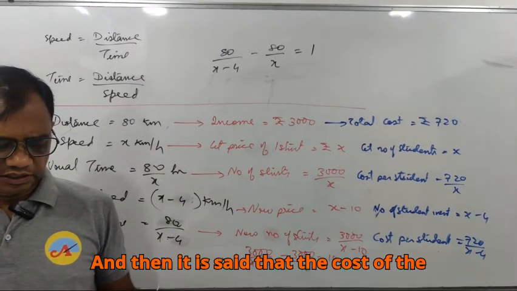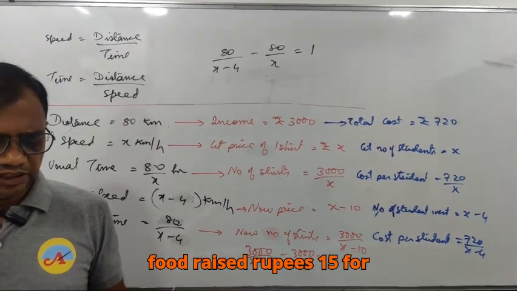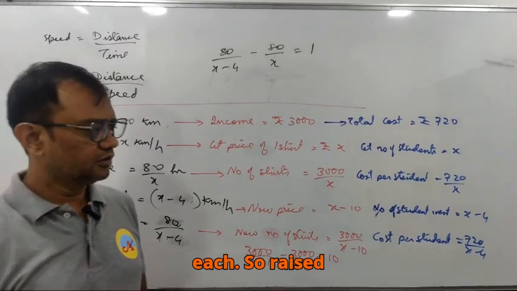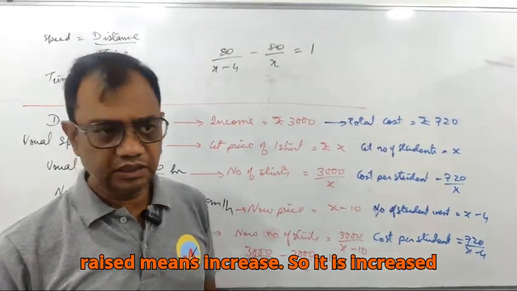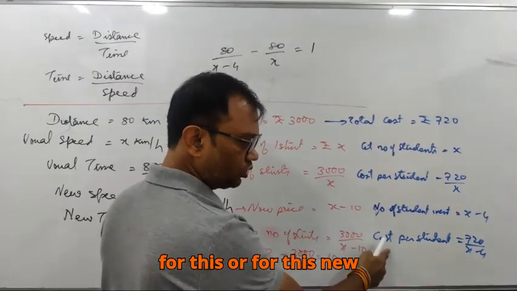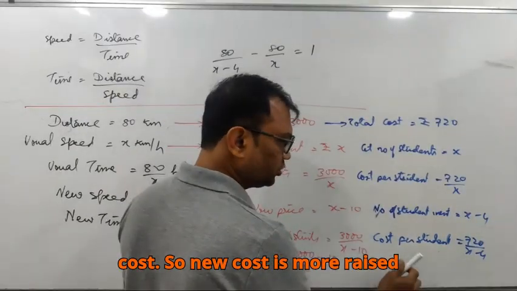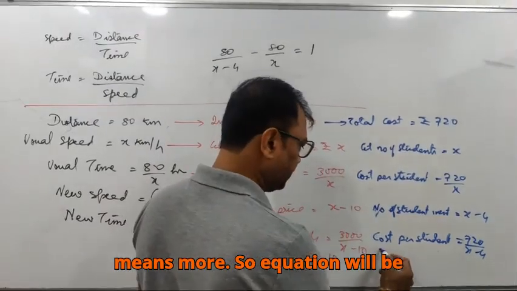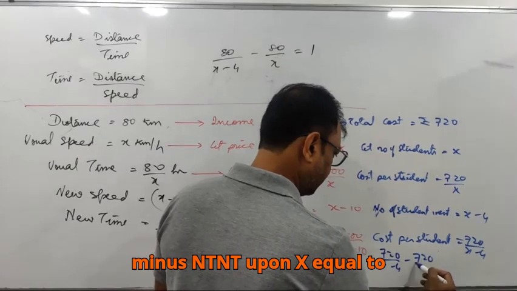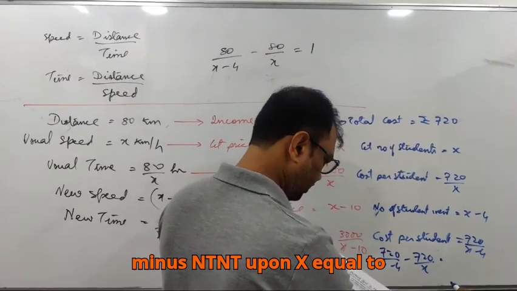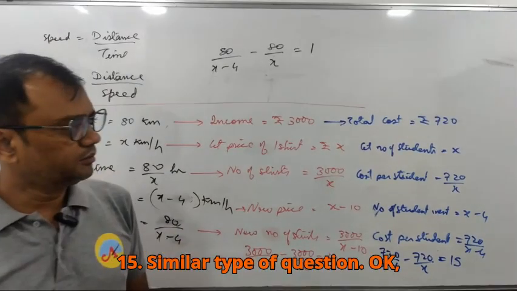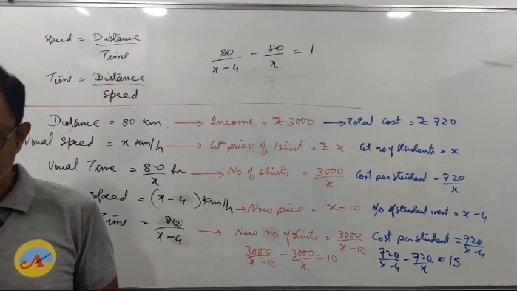And then it is said that the cost of the food rose by rupees 15 for each. So raised means increase. So is it an increase for this or for this? New cost. So new cost is more, raised means more. So the equation will be 720 upon x minus 4 minus 720 upon x equal to 15, increases by 15. Similar type of question. Okay.